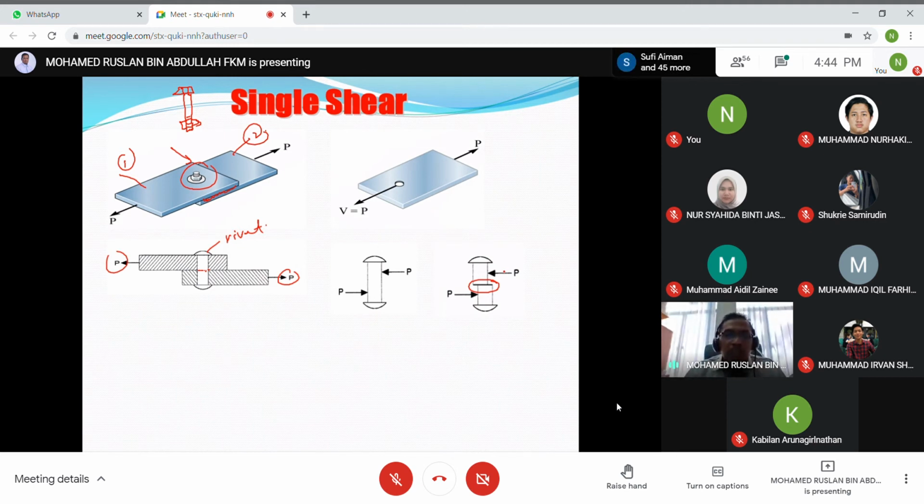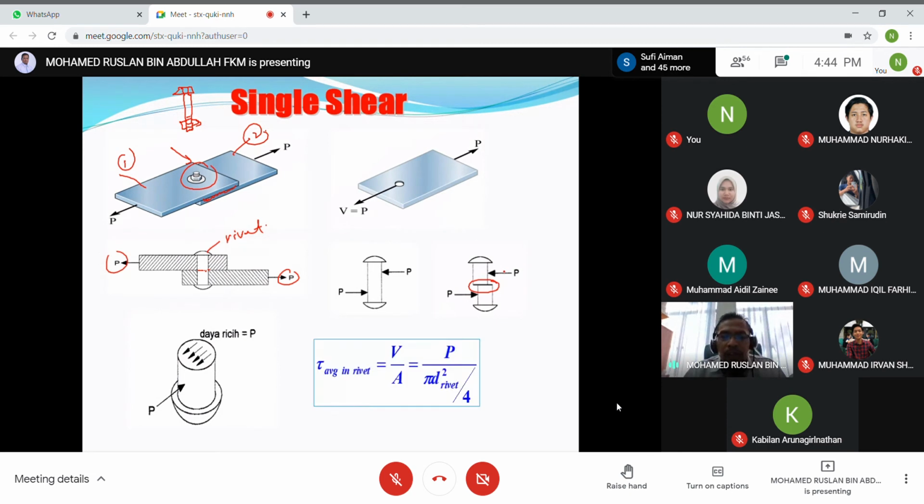In this case, the formula for tau equals V over A. V is the shear force, A is the cross-sectional area. The shear force here we can sometimes represent as P or F, it doesn't matter. For shear stress, this P refers to the shear force. And A here equals pi d squared divided by 4. So this is the area, and based on this, we can determine the average shear stress.